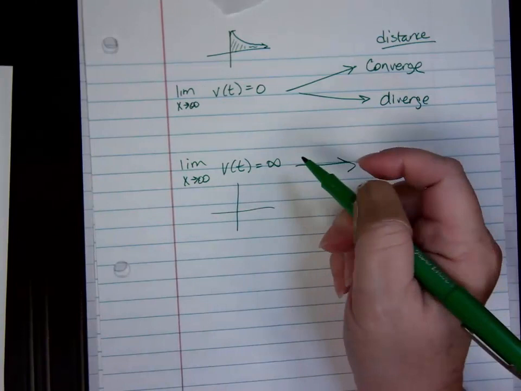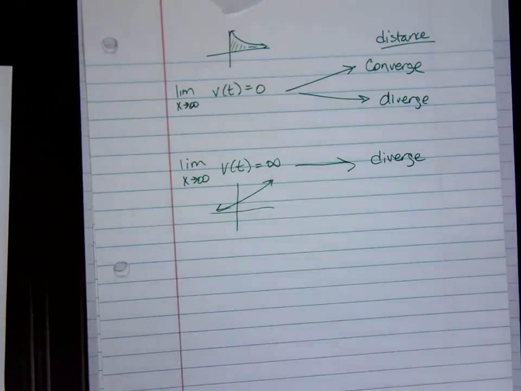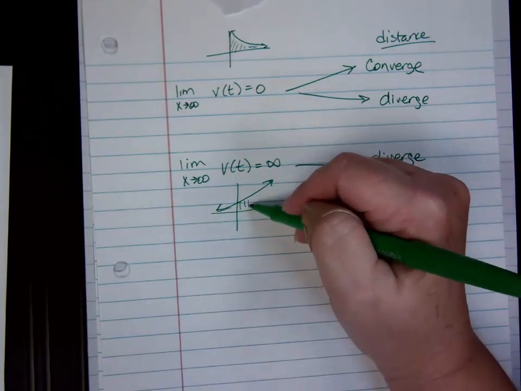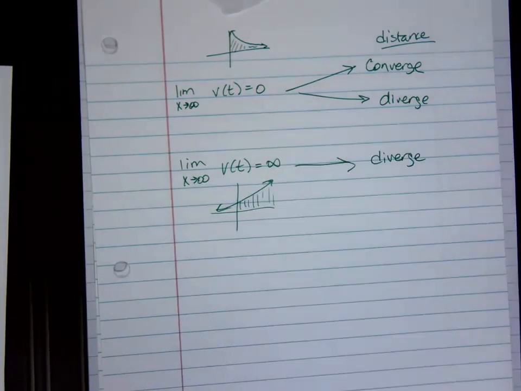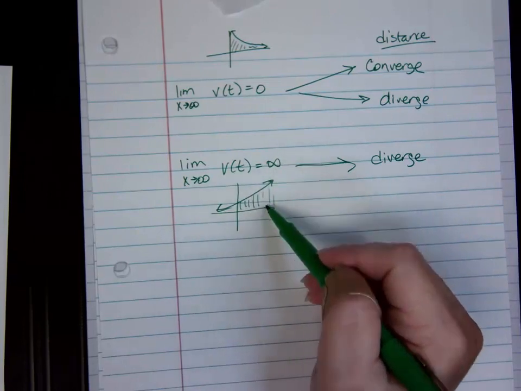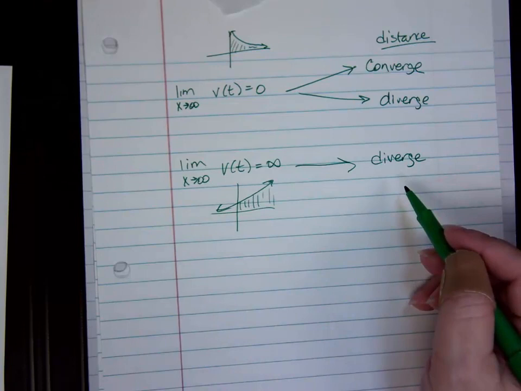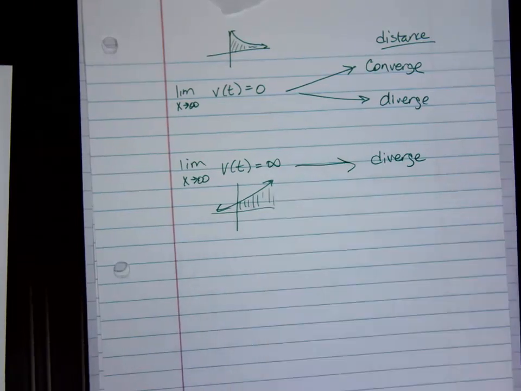But if a graph approaches infinity, like that one, is there any way as I move out and calculate area that the area could approach a number? The area is just going to explode in size, isn't it? So this is saying if the velocity graph has a limit of infinity, it has to diverge because there's no way that you're going to get a number answer for that area. That area is just going to get monstrously huge. Does that make sense? Yes? No? And ask questions.